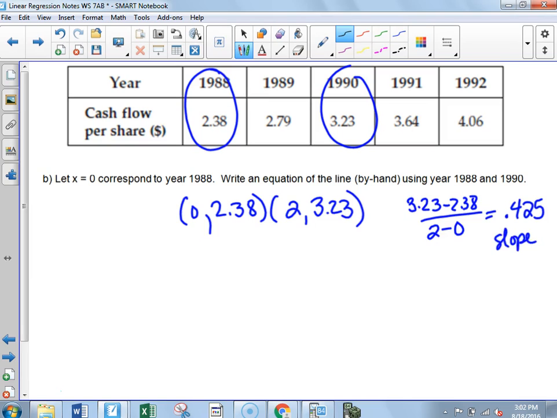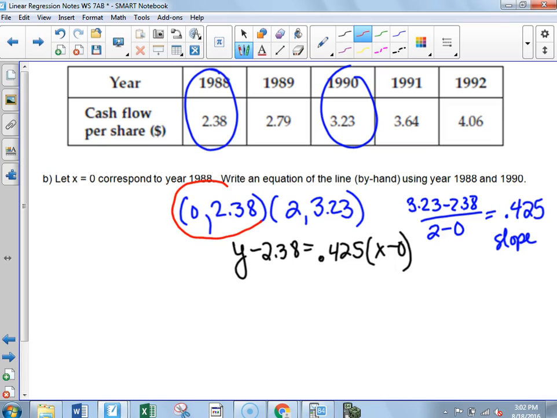Now, most of us, if we were assigned this question, would then go to point slope. Do we even need to do anything? Does anybody spot the magic thing that's happening here? This point is really the y-intercept already, right? So we really could just jump straight to 0.425x plus 2.38.